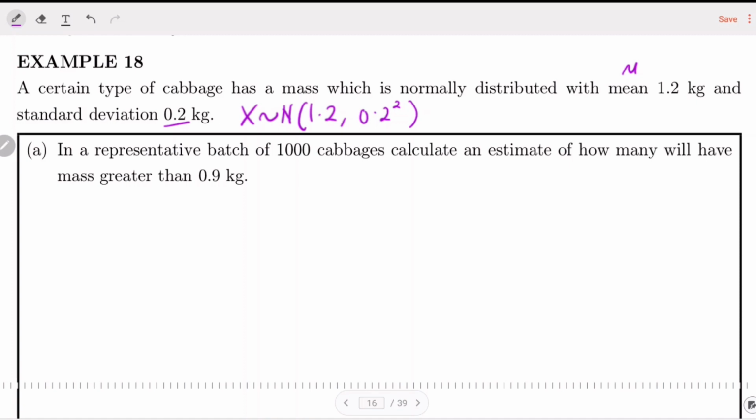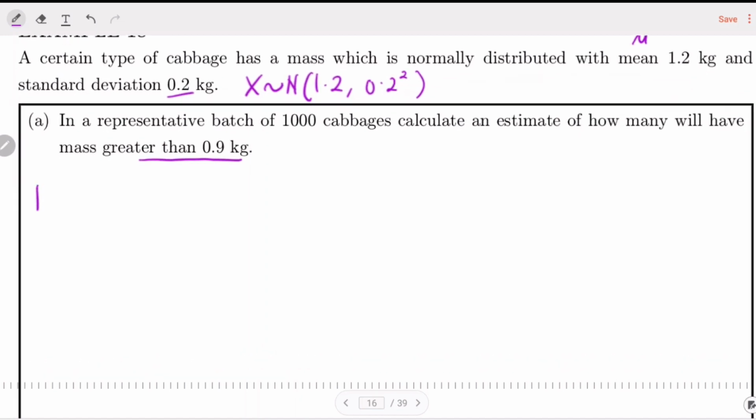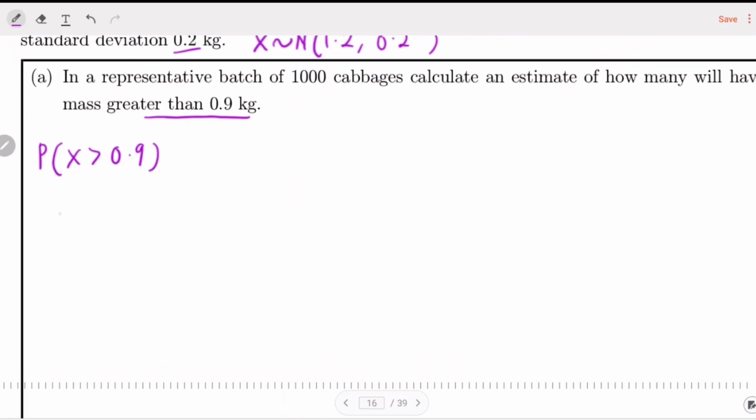A. In a representative batch of 1000 cabbage, calculate an estimate of how many will have mass greater than 0.9 kilogram. So we need to find the probability that the mass of the cabbage is greater than 0.9. As usual, follow the 4 steps. The first one is to standardize, change it from x to z. Minus mu over sigma, which is the standard deviation.